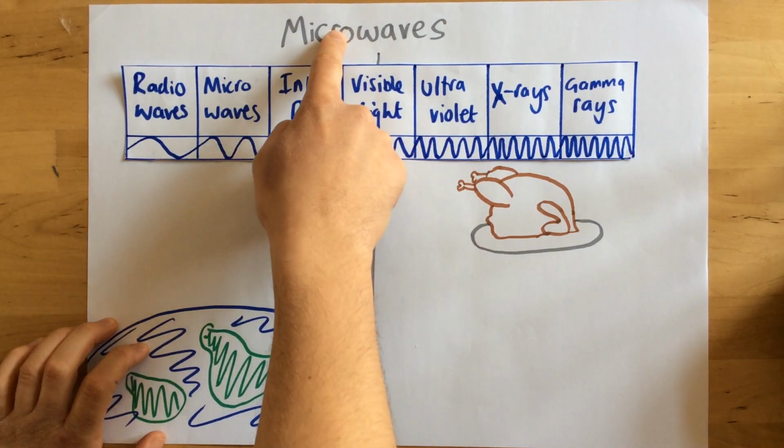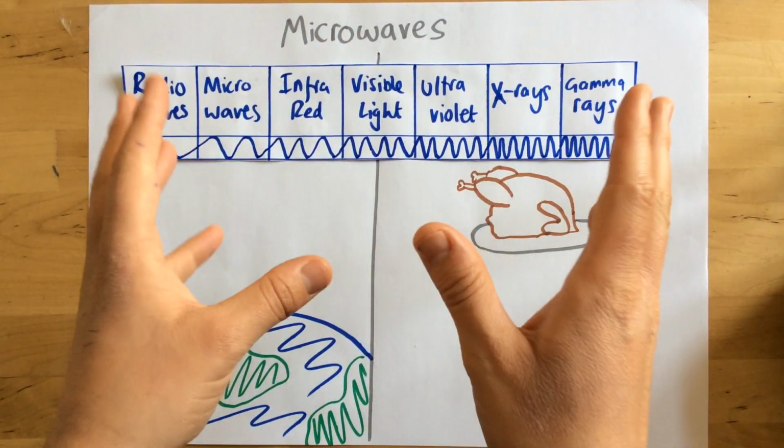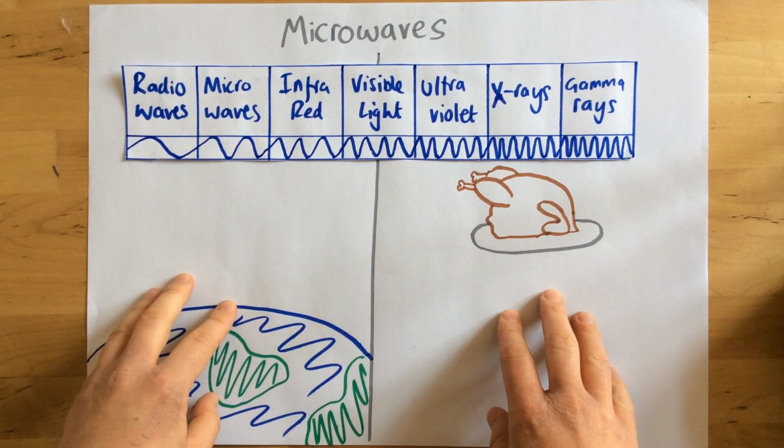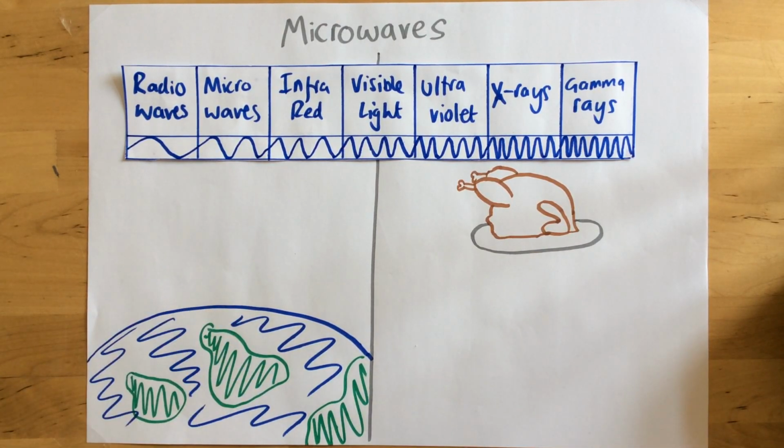Okay, today I'm going to talk to you about microwaves. We're going to have a look at microwaves in context of the rest of the electromagnetic spectrum, and we're going to have a look at the main two uses of microwaves as well.